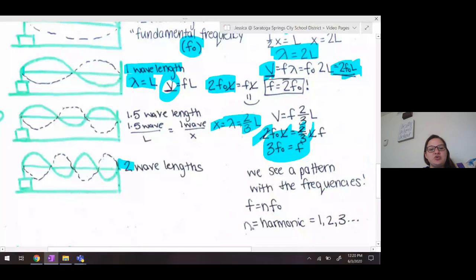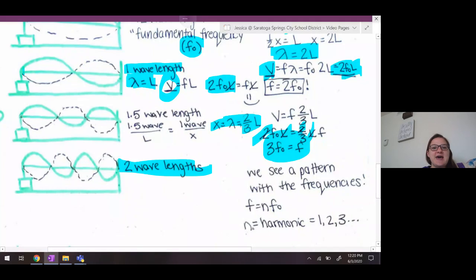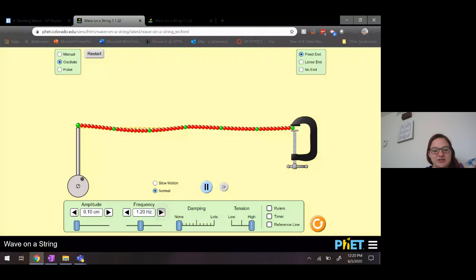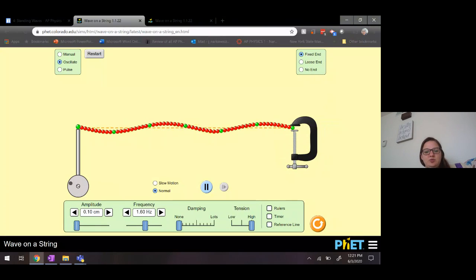So here we have 2 wavelengths, which means that 1 wavelength would equal L over 2, which makes sense. We have 1 wavelength and half of the L. And our frequency here should be 4f0. So I should be able to throw this up to 0.6, and I should be able to get 2 wavelengths. Bloop, bloop, bloop, bloop, bloop, which I do. Yay. It's exciting when things work out.